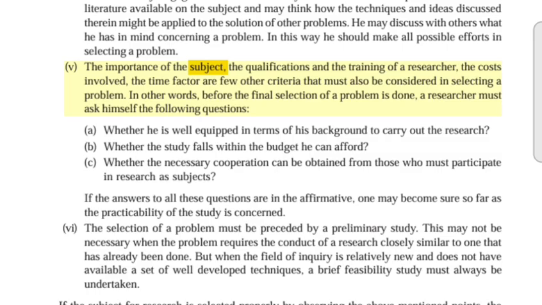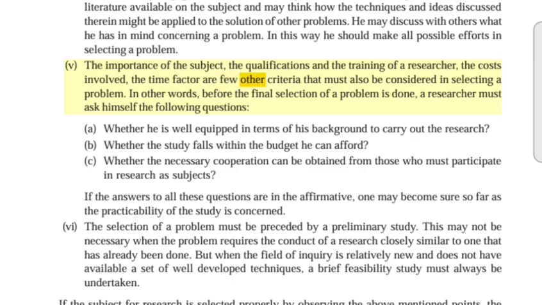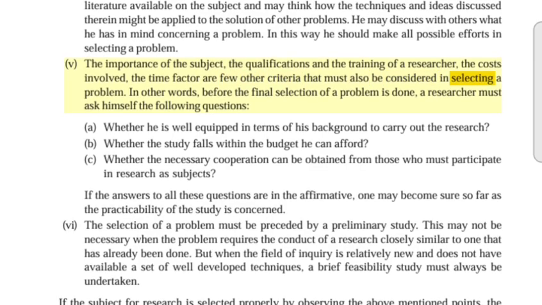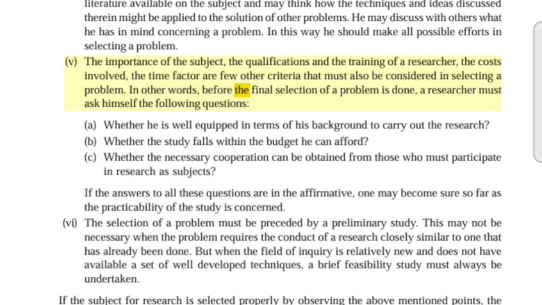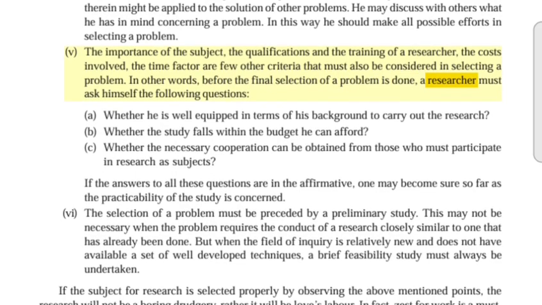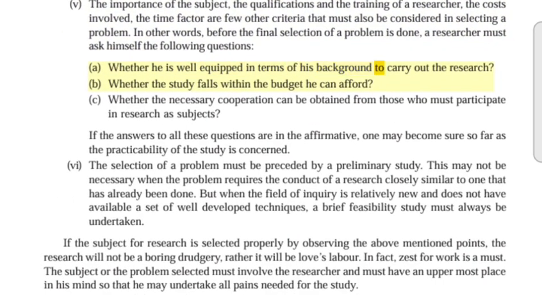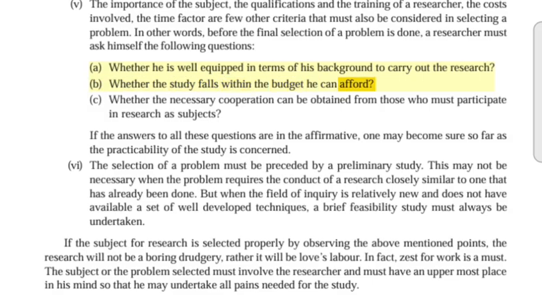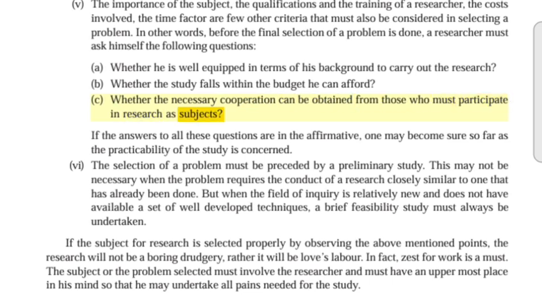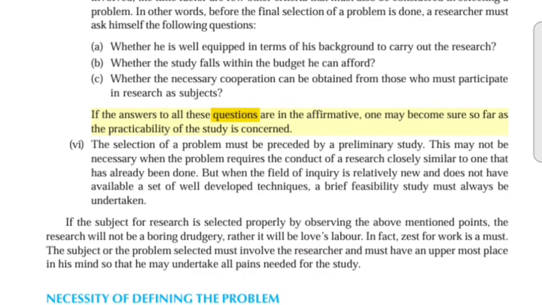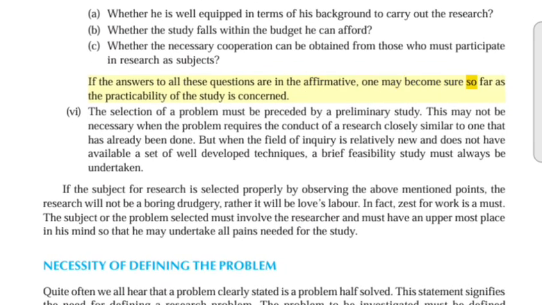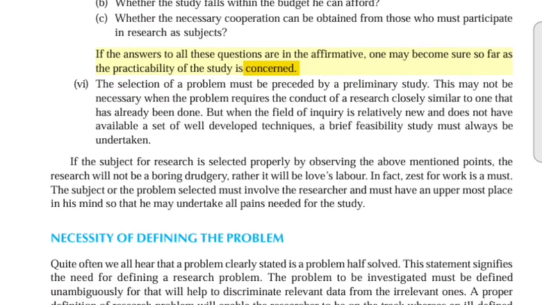V. The importance of the subject, the qualifications and the training of a researcher, the costs involved, the time factor are few other criteria that must also be considered in selecting a problem. In other words, before the final selection of a problem is done, a researcher must ask himself the following questions. A. Whether he is well equipped in terms of his background to carry out the research. B. Whether the study falls within the budget he can afford. C. Whether the necessary cooperation can be obtained from those who must participate in research as subjects. If the answers to all these questions are in the affirmative, one may become sure so far as the practicability of the study is concerned.